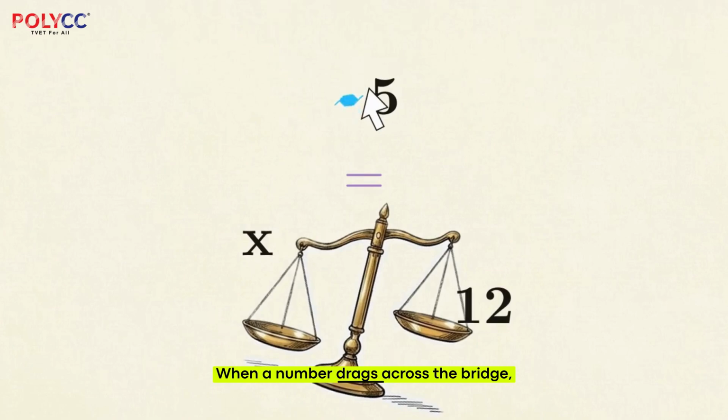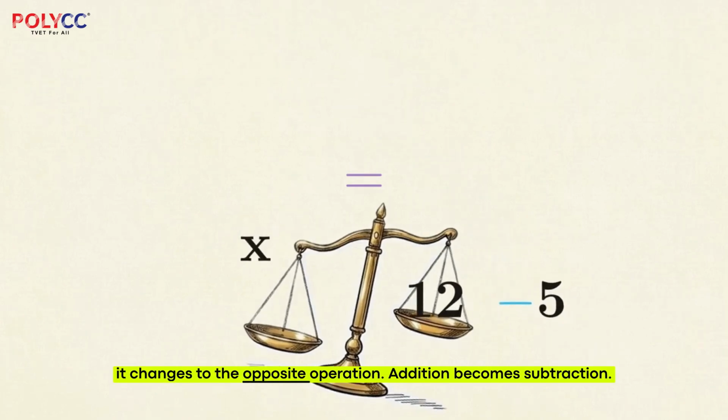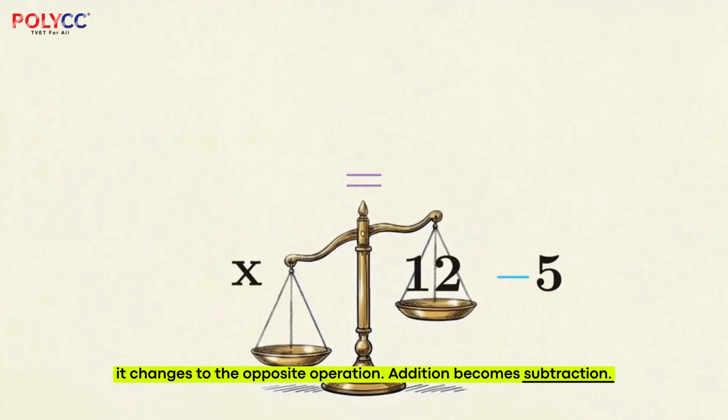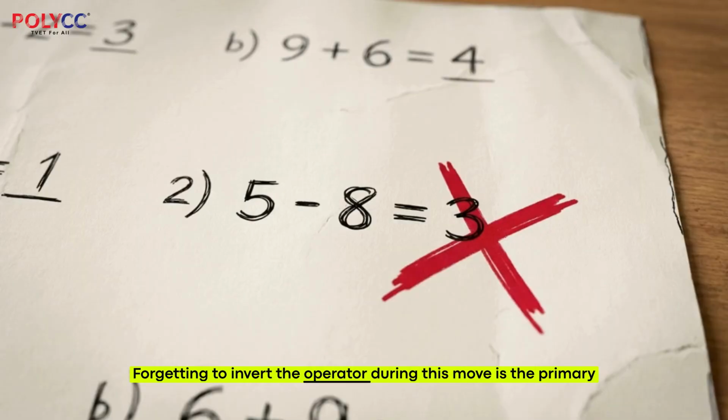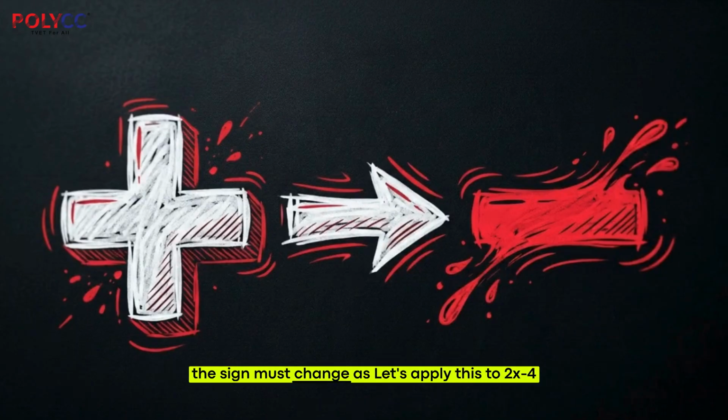When a number drags across the bridge, it changes to the opposite operation. Addition becomes subtraction. Forgetting to invert the operator during this move is the primary cause of failure in foundational algebra. If the side changes, the sign must change with it.